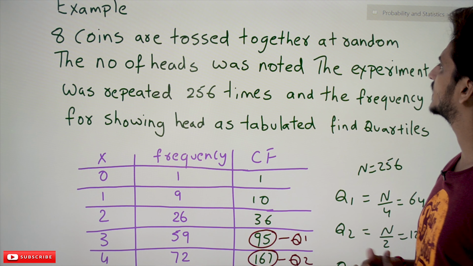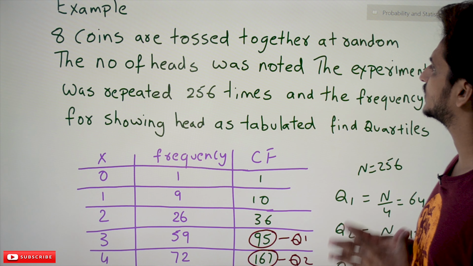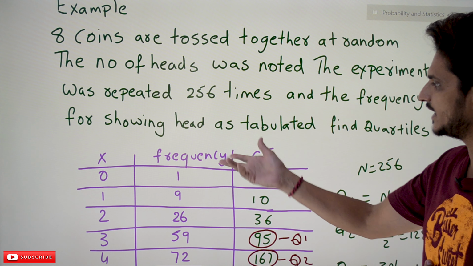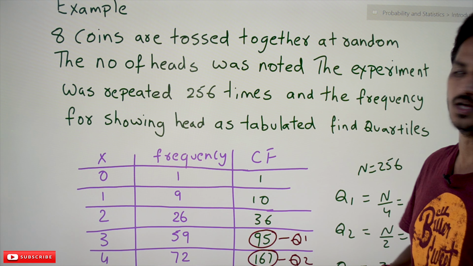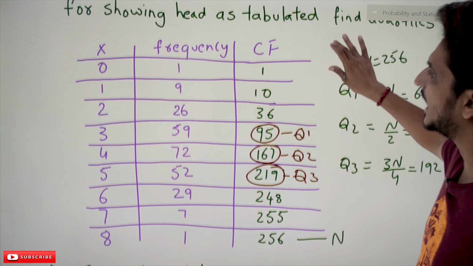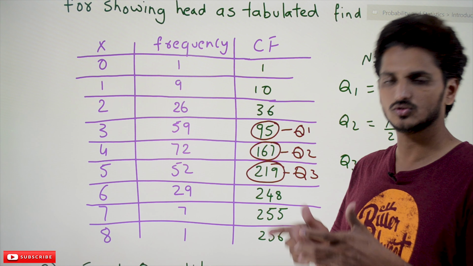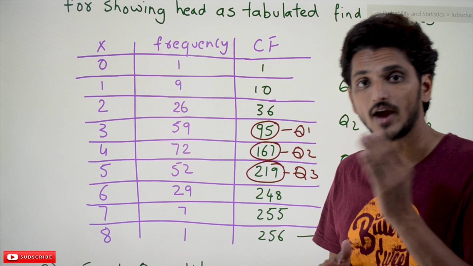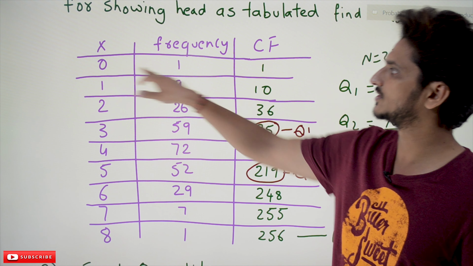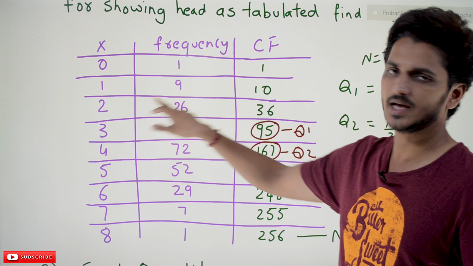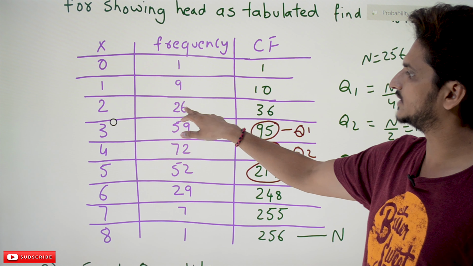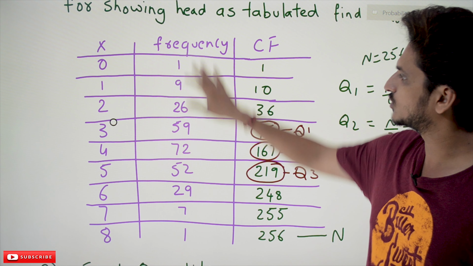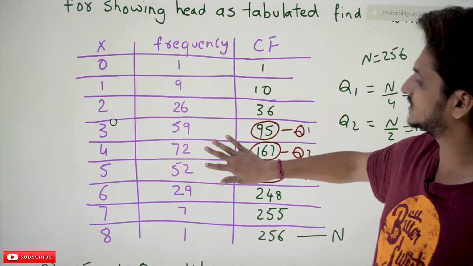8 coins are tossed together at random. The number of heads was noted. The experiment was repeated 256 times and the frequency of showing heads is tabulated below. So they have taken 8 coins and tossed them 256 times. Each time they note the number of heads: 0 heads 1 time, 1 head 9 times, 2 heads 26 times, 3 heads 59 times. This is how they tabulated the data. In total they have done it 256 times.